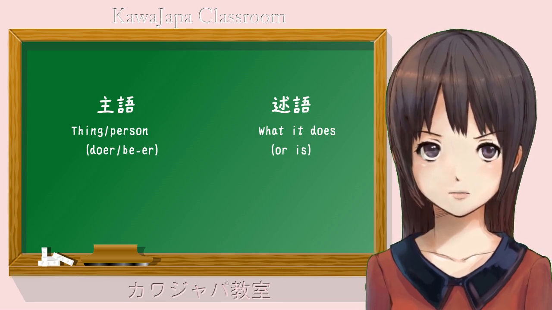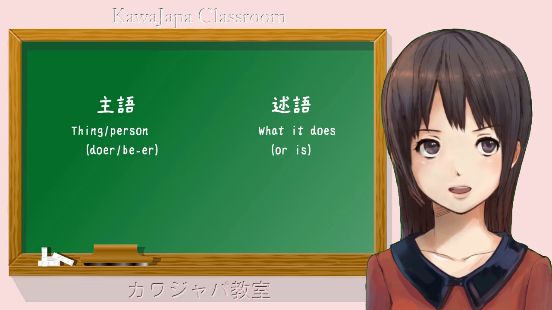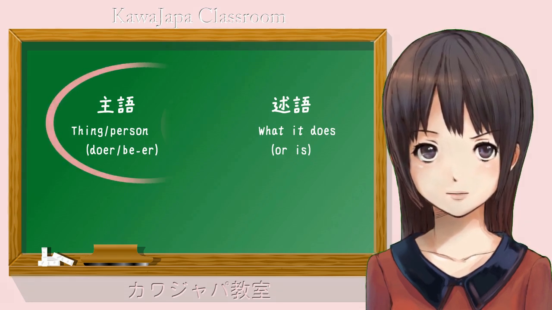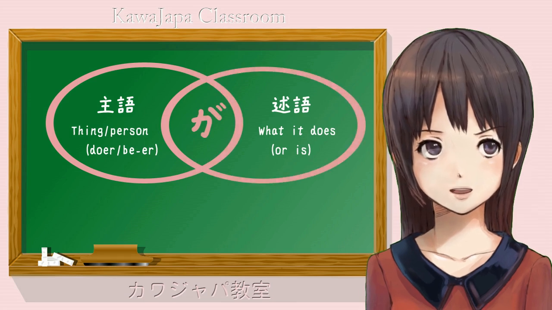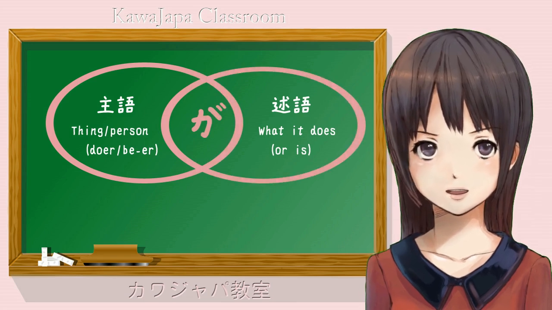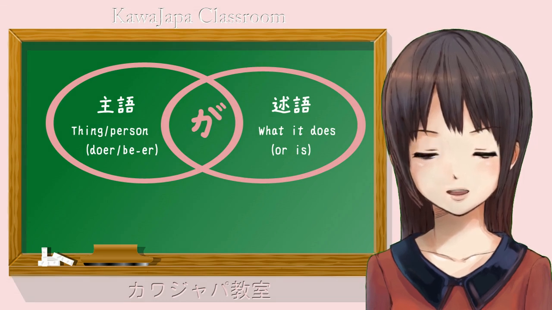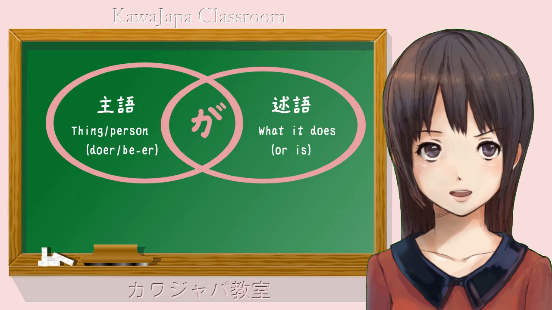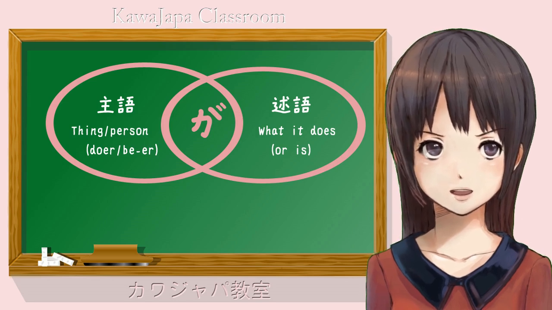Those two things, the thing that is doing something and the thing that is being done, are connected together with the ga particle. They are always connected together with the ga particle, no other particle. That is what the ga particle does. It connects together the thing that is doing or being with what it does or what it is.